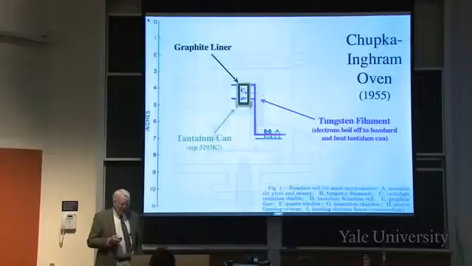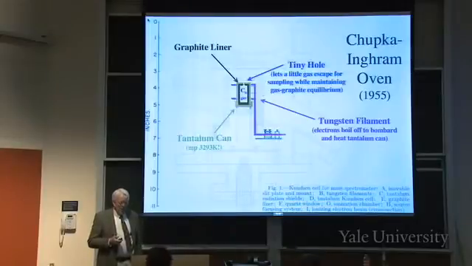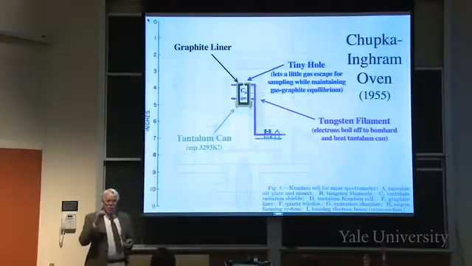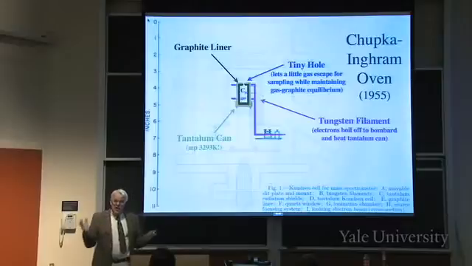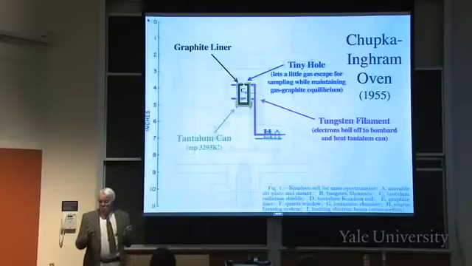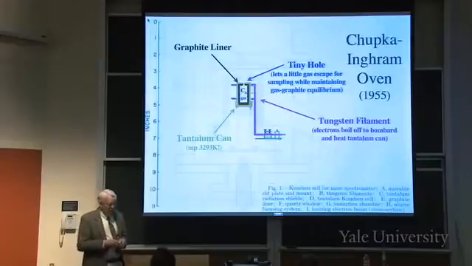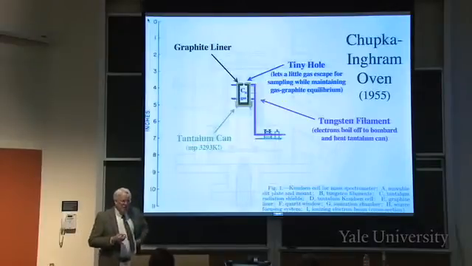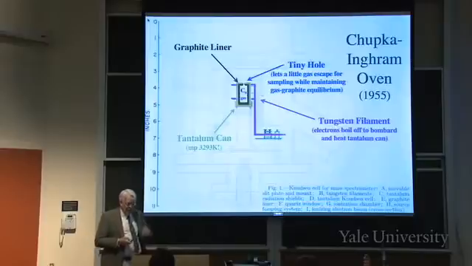Now what they did, Chupka and Ingram, was to drill a tiny hole in the top of this thing. And that will allow a little bit of the gas to escape. Not so much that you destroy the equilibrium inside, just a really slow leak, right? So now if you could measure the amount of these different carbon species leaking out, you could know what the pressure of them was inside the can, okay?